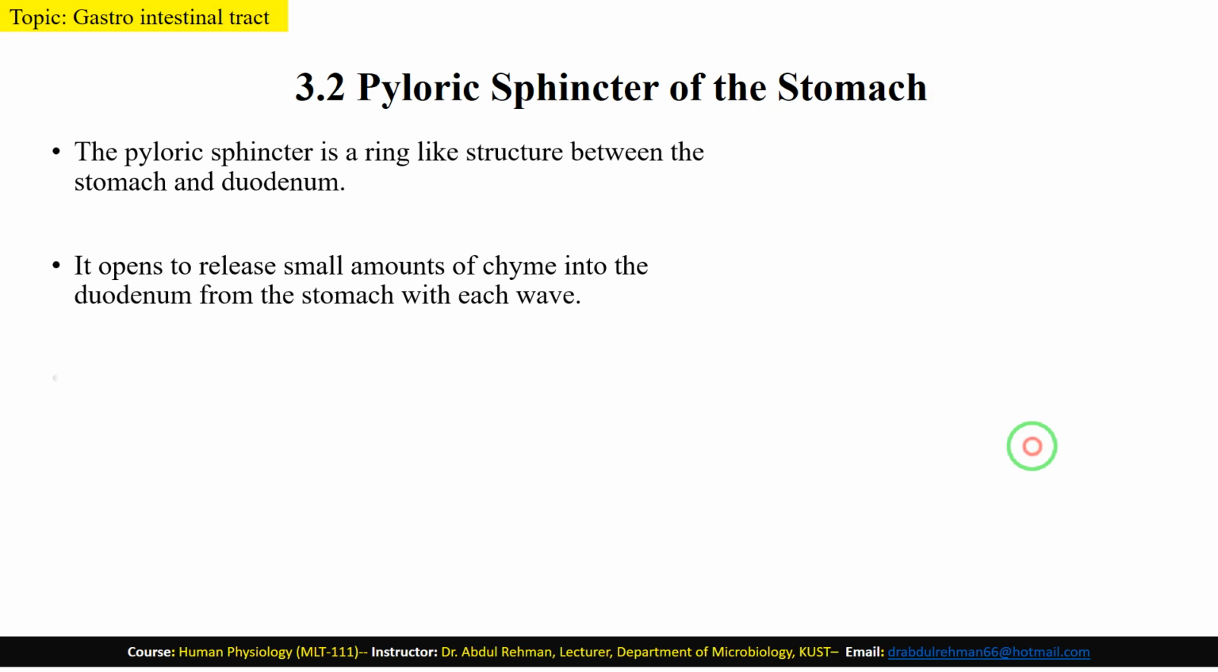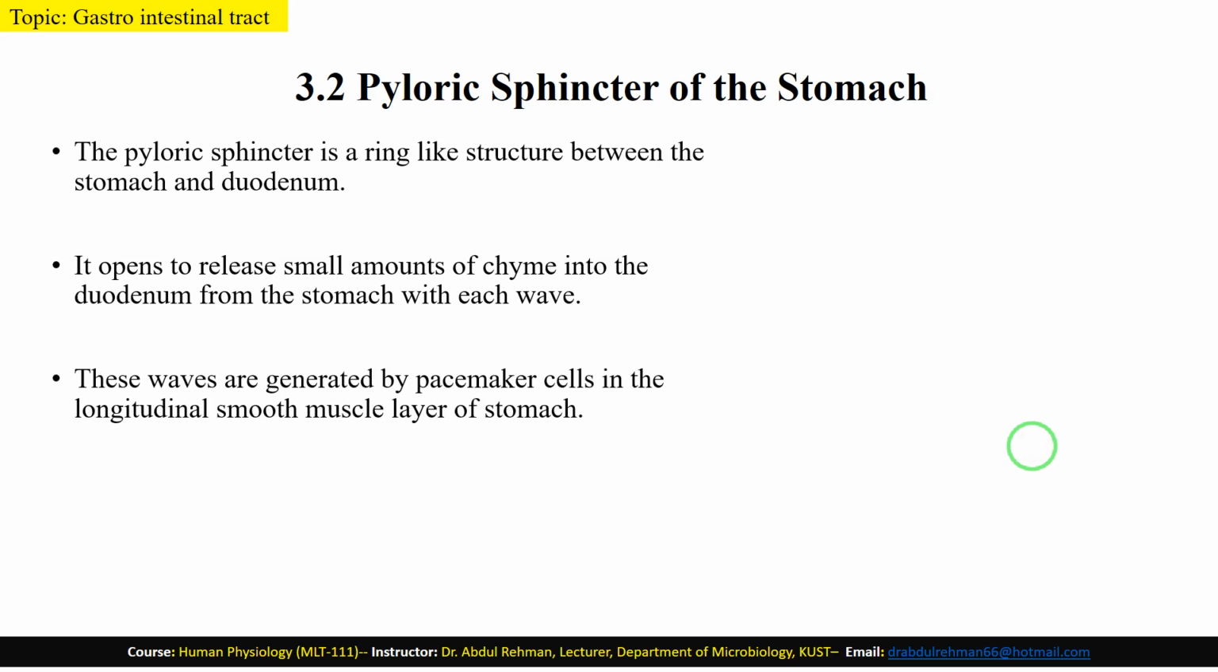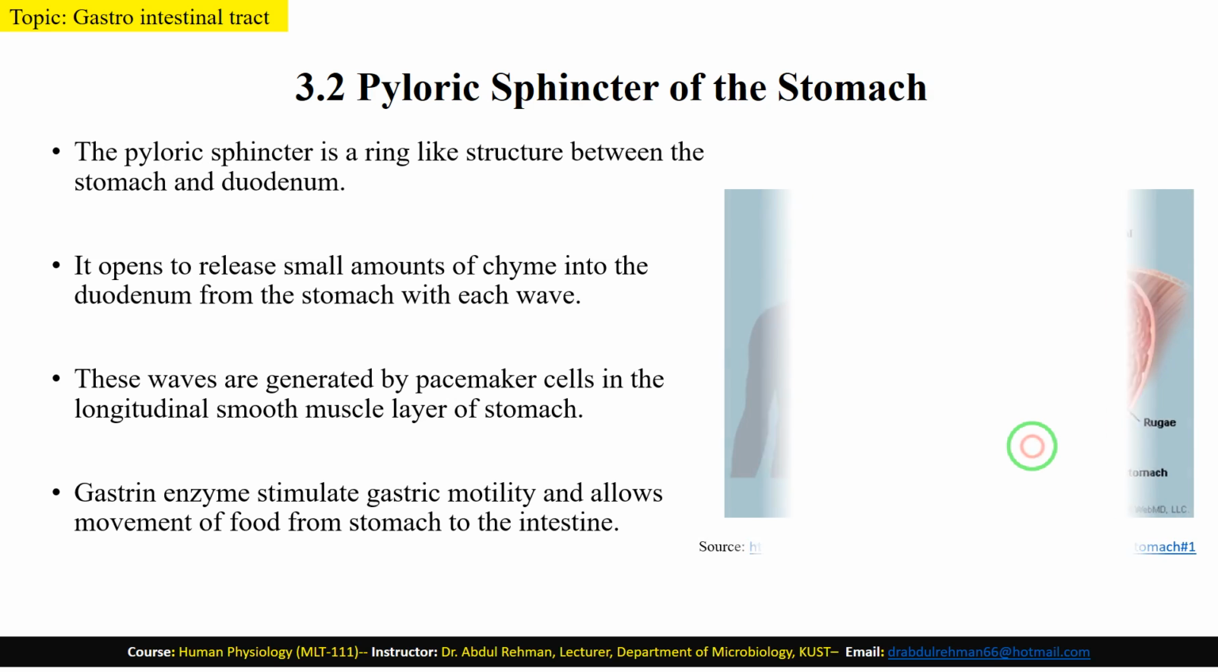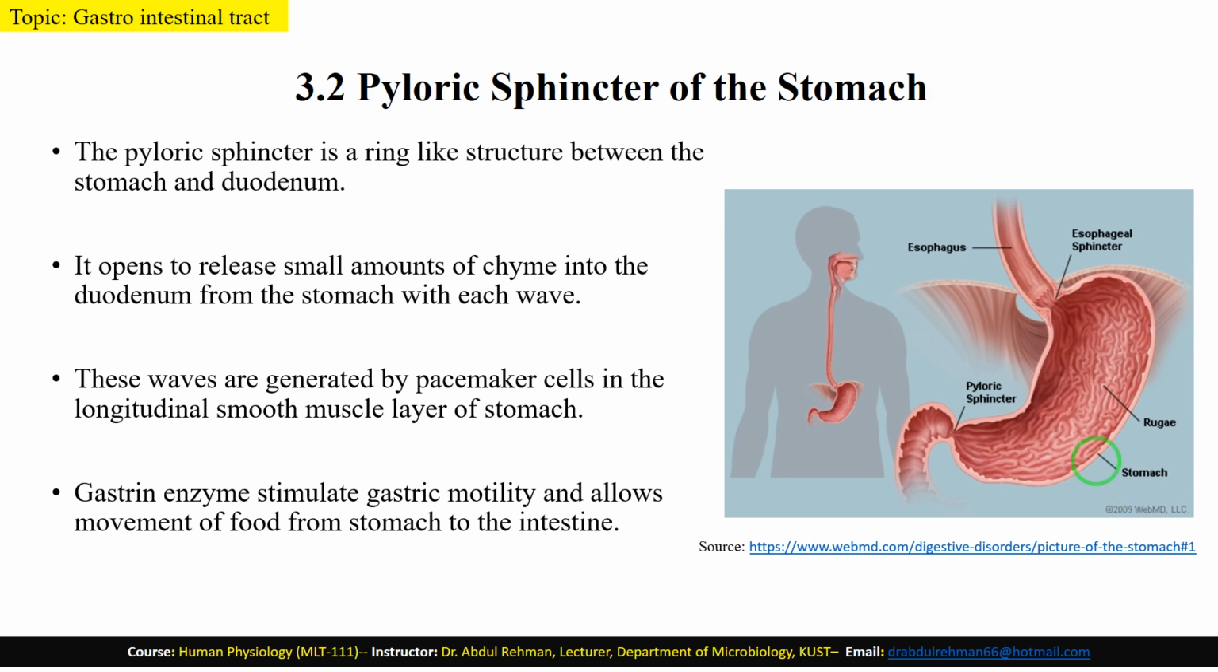This wave is generated by the longitudinal muscles present within the muscle layer of the stomach, and the gastrin enzyme that is released by the lower region of the stomach, that is the antrum, stimulates gastric motility and allows the movement of the food from the stomach to the intestine. This is the pyloric sphincter.